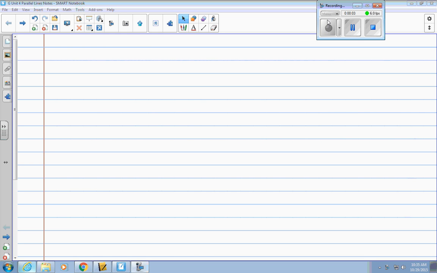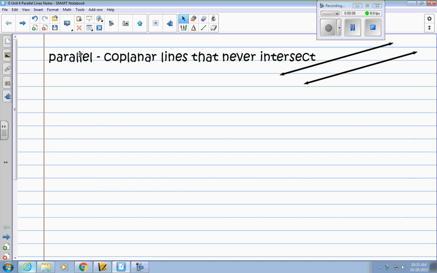Tonight we start our unit on parallel and perpendicular lines. So to start off, I suppose we need to know what parallel lines are. Here is the textbook definition. They're coplanar, meaning they lie in the same plane, and they never intersect.